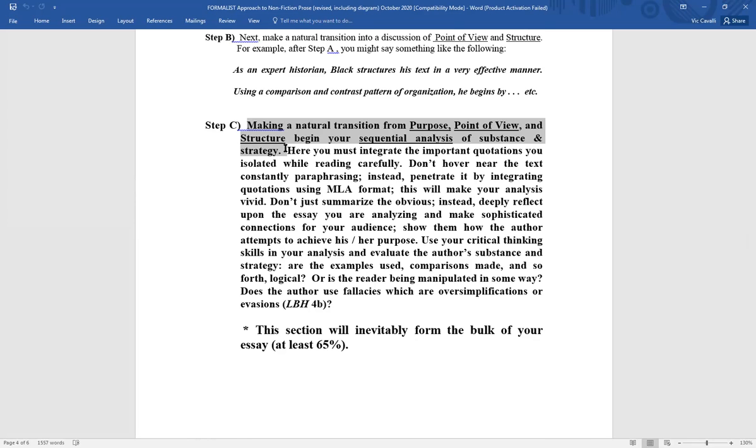You can't just mix up the order. She's giving it to you in that order for a reason, trying to shape your thinking, trying to pull you in and convince you of something. So that's the sequential analysis, okay?